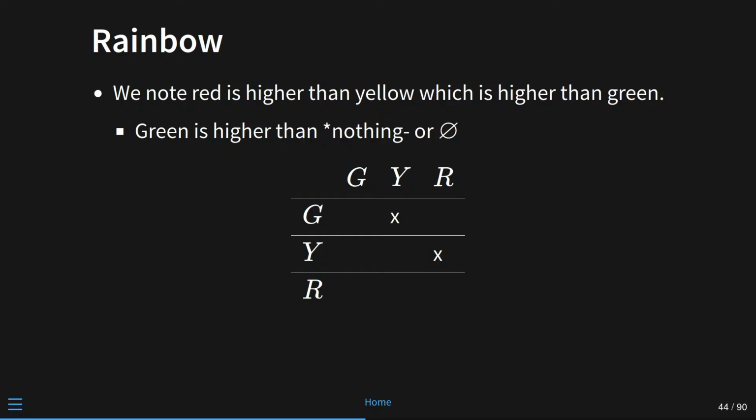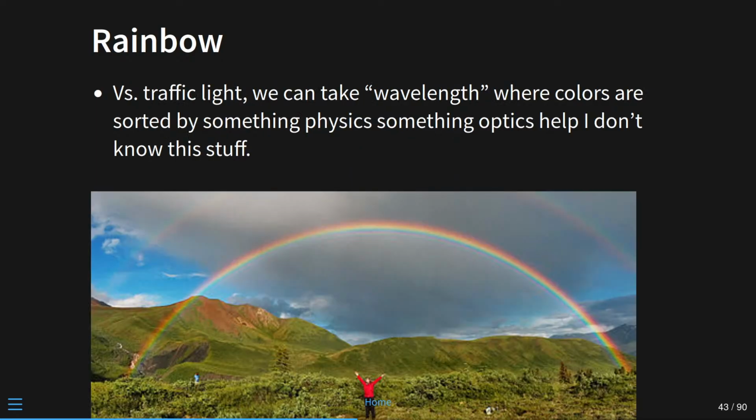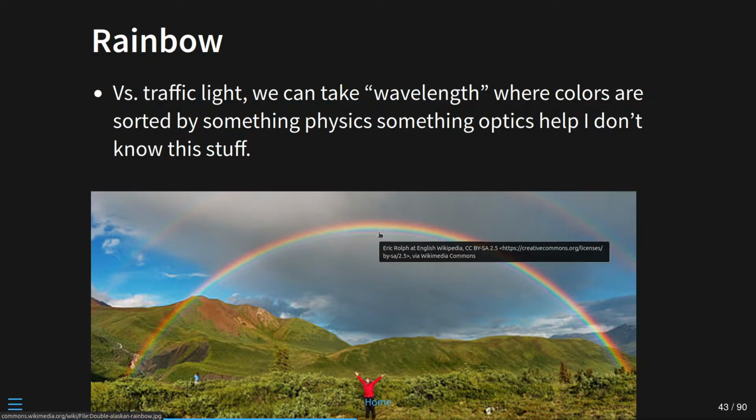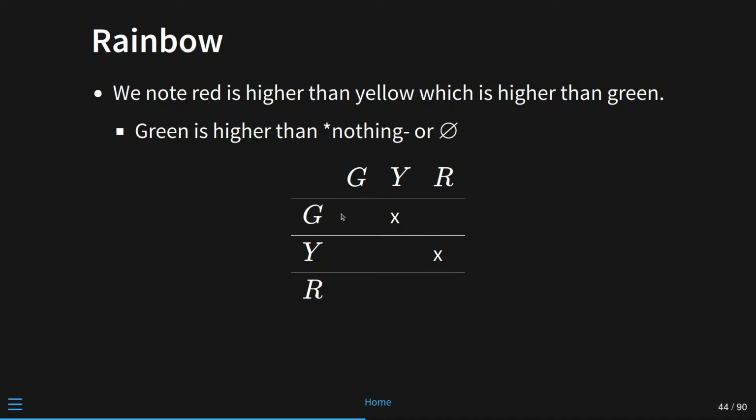I think I'm safe. Here's an example of a different relationship over green, yellow, red. Over green, yellow, red, we can sort them by the traffic light relation, but we can also sort them by the wavelength relation. And what is the wavelength relation? Well, red is higher than yellow, which is higher than green. So we say red is higher than yellow, or yellow is lower than red, whatever you want to say, right? It's a directional relation. We say green is lower than yellow, or yellow is higher than green.